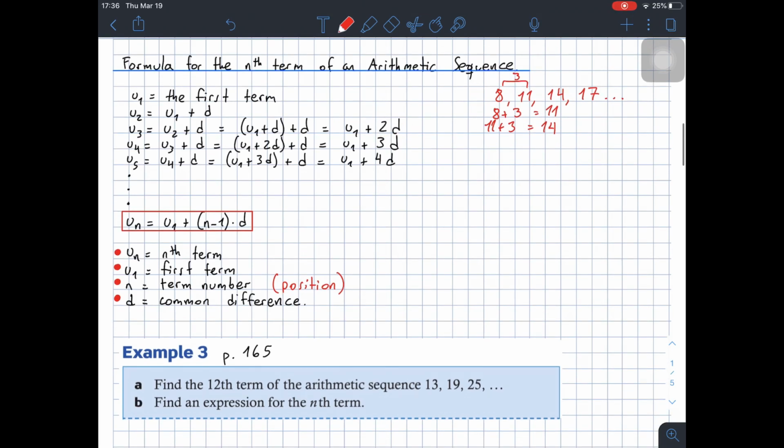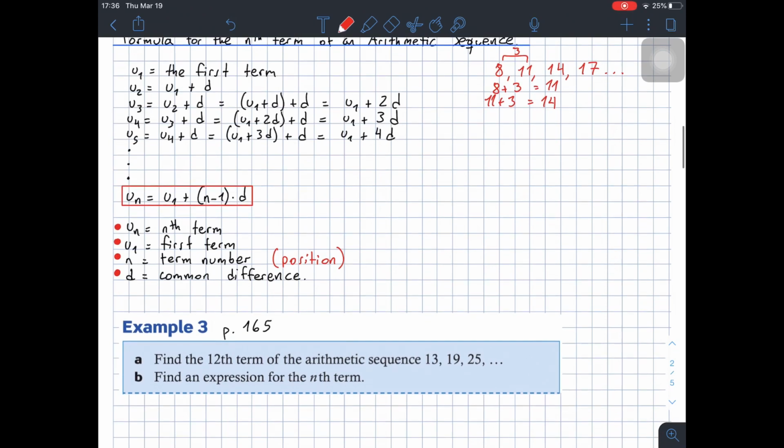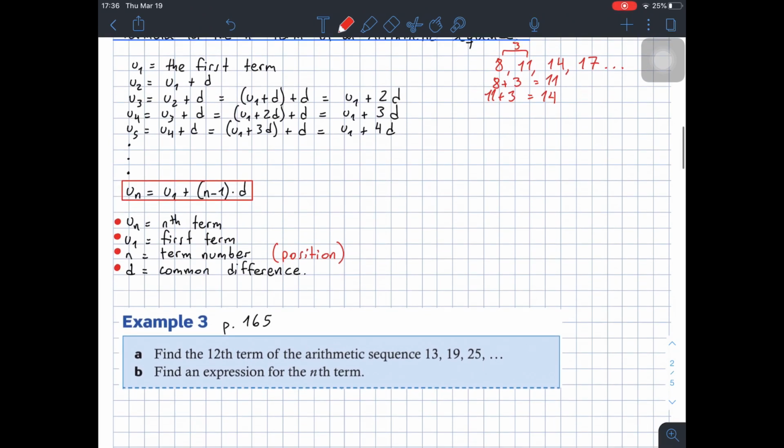And then if we keep on doing the same reasoning, u4 would be u3 plus d, but we know that u3 is this, u1 plus 2d, right? So u1 plus 2d plus d is u1 plus 3d, and so on. We can keep on doing that for the rest of the sequence. So you see the following pattern.